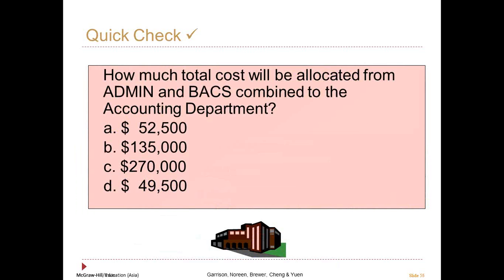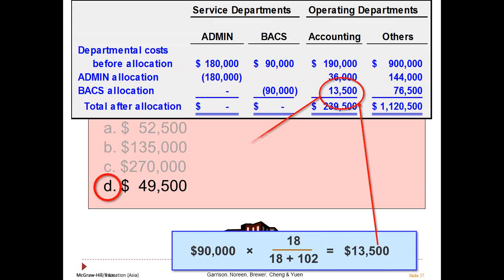How much total cost will be allocated from admin and BACs combined to the accounting department? How do we calculate this? We allocate BACs costs to accounting and add the result to the answer for the previous question. BACs is allocated on the basis of the number of personal computers in each operating department. The total number of personal computers in the allocation base is 120. 18 are for accounting plus 102 for others.